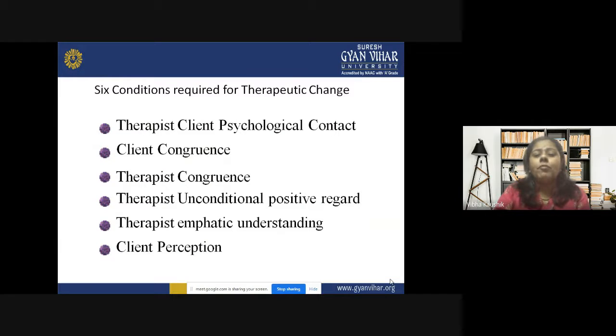Six conditions required for therapeutic change. The first one is therapist-client psychological contact, meaning there should be a psychological contact between the therapist and the client. Client congruence, therapist congruence, therapist unconditional positive regard for what the client is. Therapist empathetic understanding towards the client. Client perception, how the client is perceiving things.